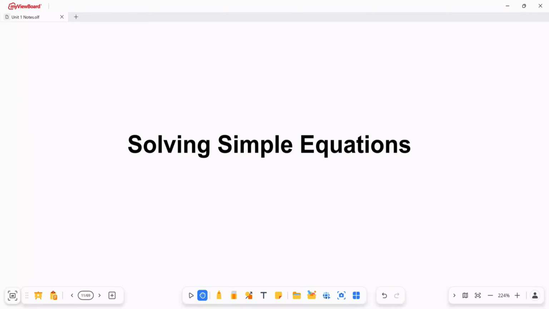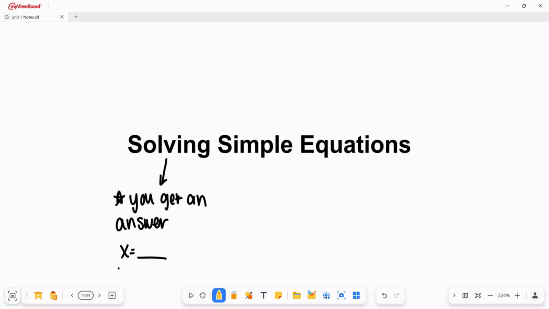All right, so here is going to be our lesson for solving simple equations. Now notice we're talking solving, not simplifying. The difference between the two: solving, we're actually going to get an answer. Meaning our problem starts with an equal sign and it ends with an equal sign. It's going to be x equals blank or z equals blank or y equals whatever letter they're using.